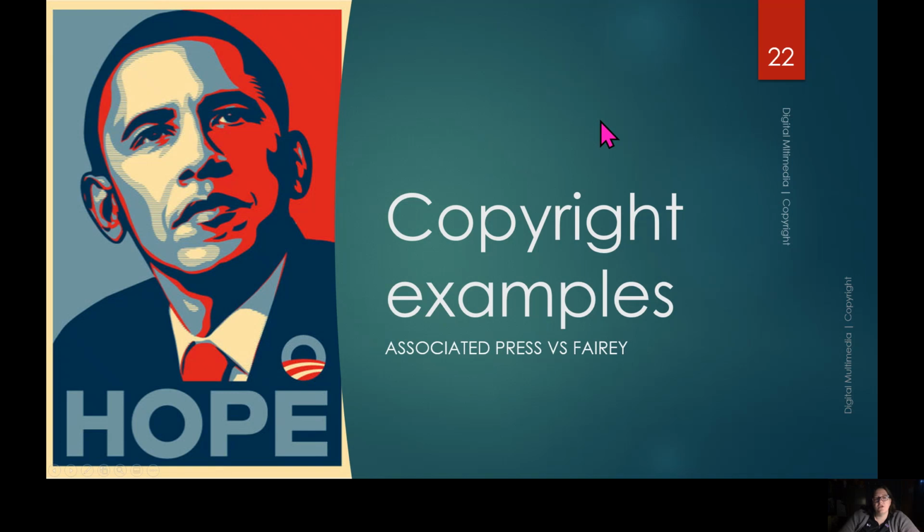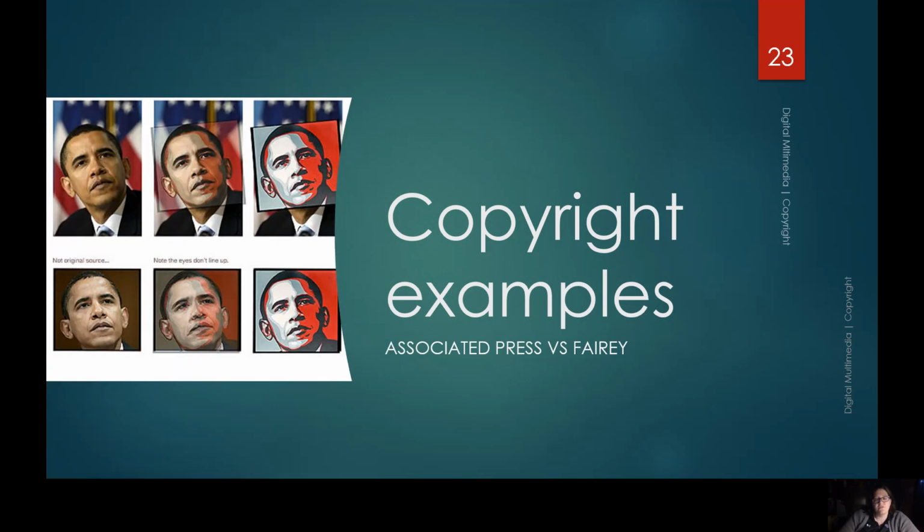He was contacted by the campaign to use these posters in the actual campaign, and he agreed to do it. It was at that point that a photographer for the Associated Press realized that it was his photograph that was being used in the posters. So the Associated Press sued Ferry for infringement based on this image. So you can see that the image on the top line of this example was the original image that the photographer took, and you can see how it lines up perfectly with the posters.